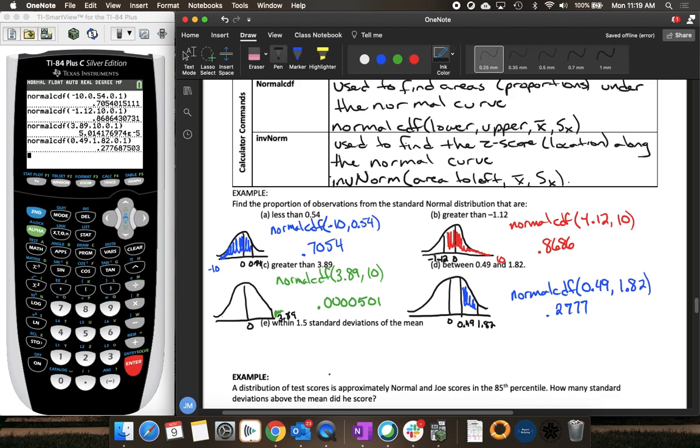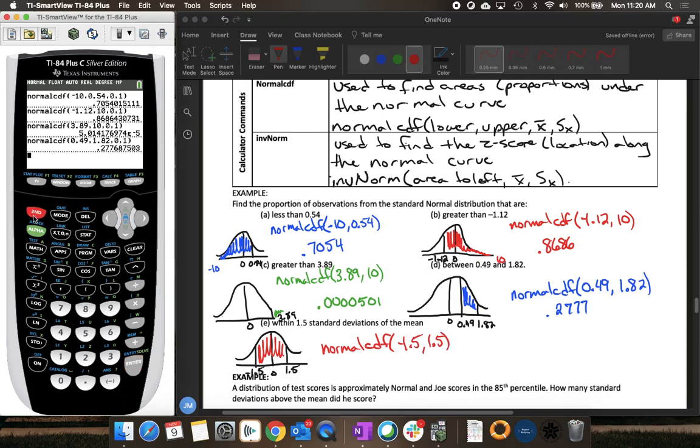Okay, actually one last one, let's talk about within 1.5 standard deviations of the mean. If you were to draw that out, you've got your mean at 0, and within 1.5 means going down by 1.5, so negative 1.5, also going up by 1.5, so positive 1.5, and we want to know what is this area in between. So once again, we're given both a lower and an upper bound. Our lower bound is going to be the negative 1.5. Upper bound is going to be the positive 1.5.